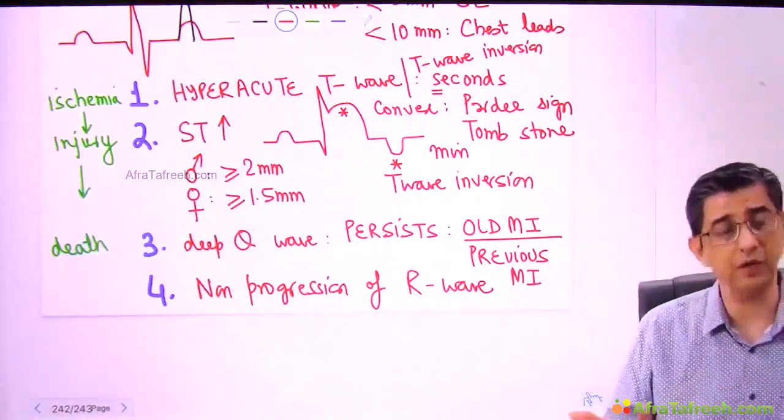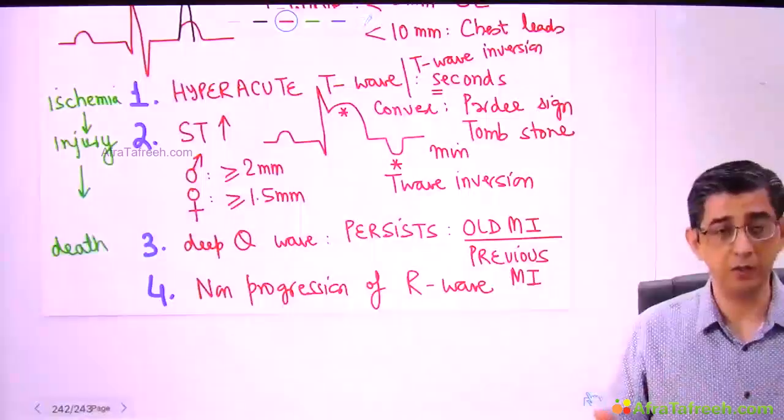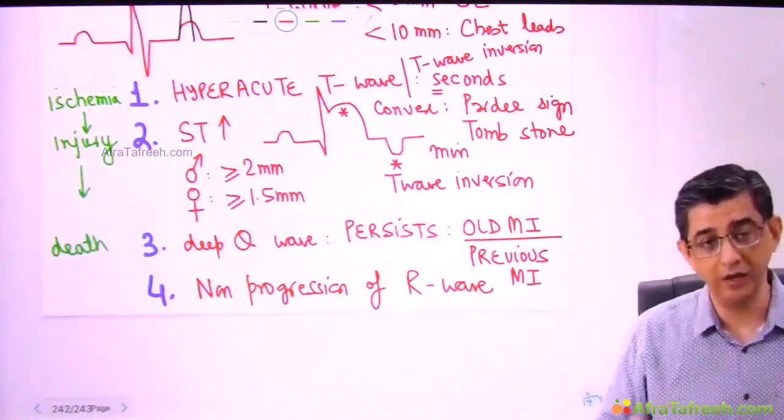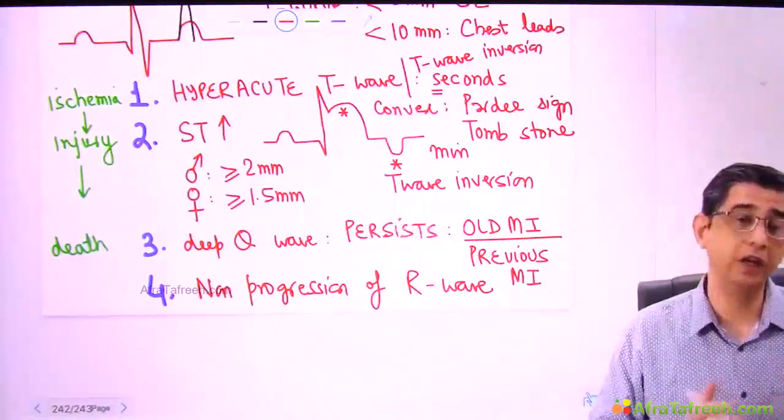I repeat once again, why? Due to negativity in the heart. R wave is a positive wave, so the vector size or the positivity of the R wave will be relatively lesser, and the depth of the negative waves will be more.